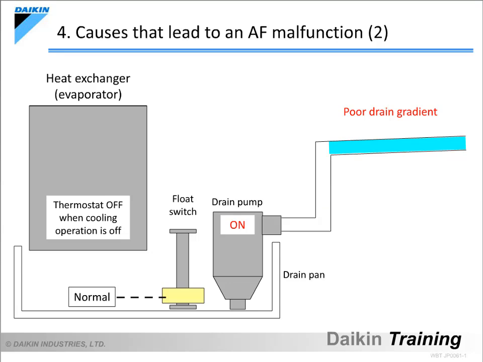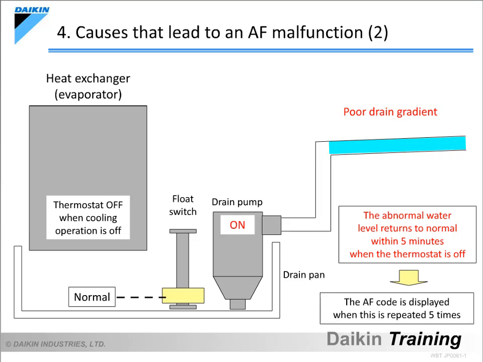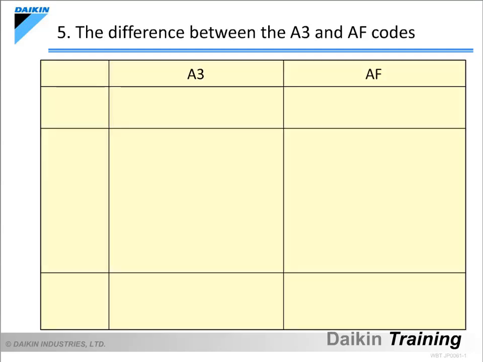After this phenomenon repeats itself 5 times, the remote controller will display the AF malfunction code on the 5th time. Unlike the A3 code, the AF malfunction code is only a warning, so cooling operation is possible even when the AF malfunction code is displayed on the remote controller. Let's now look at the differences between the A3 and AF codes.